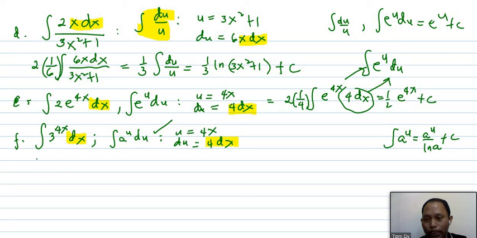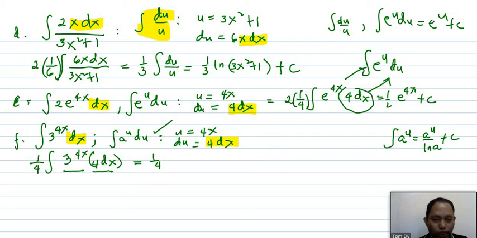So if we have here 4, then I will write here its reciprocal, 1 over 4, integral of 3 raised to 4x, 4 dx. We have this one. So this is now a to the u du. This is our a to the u, this is our du. So that when we answer this one, you have 1 over 4, and then a to the u, that is 3 to the 4x divided by ln of our a, which for this one is 3.